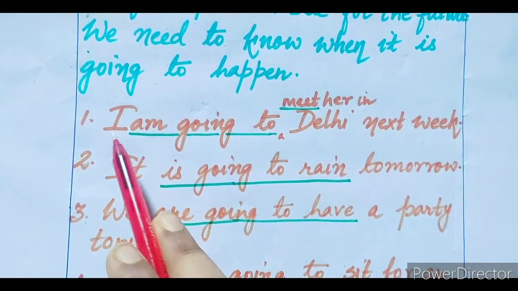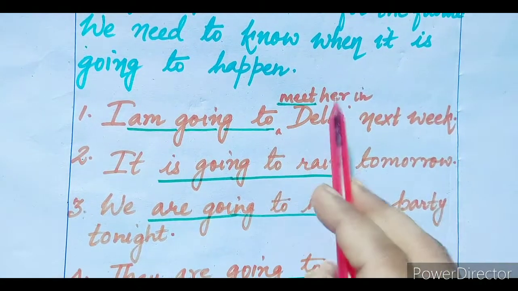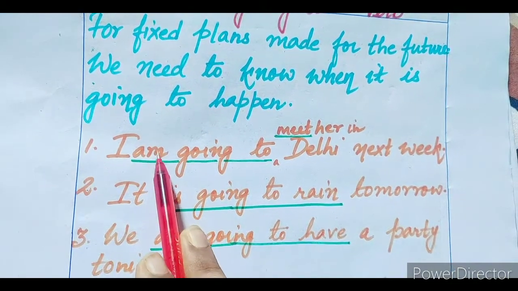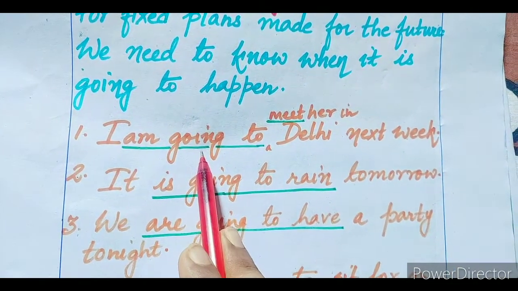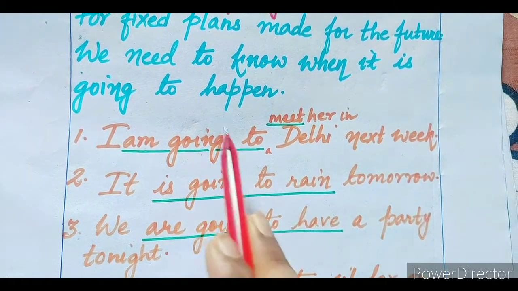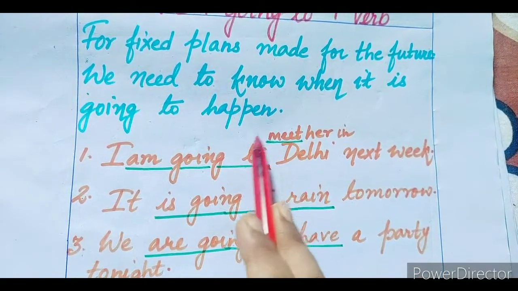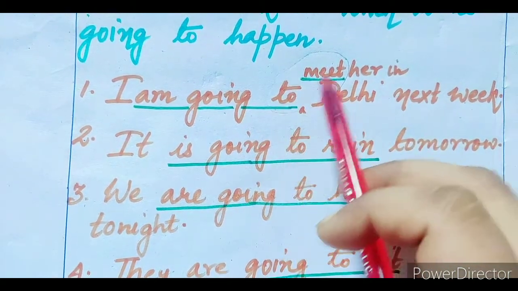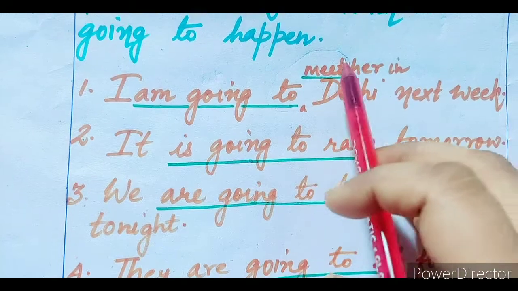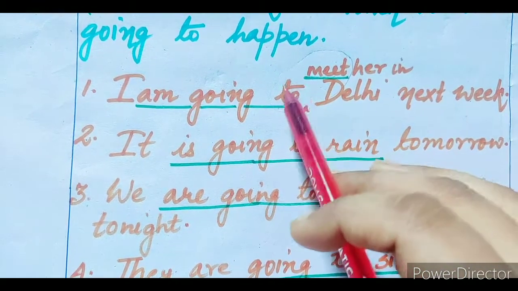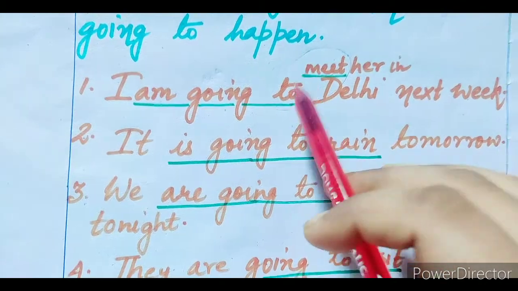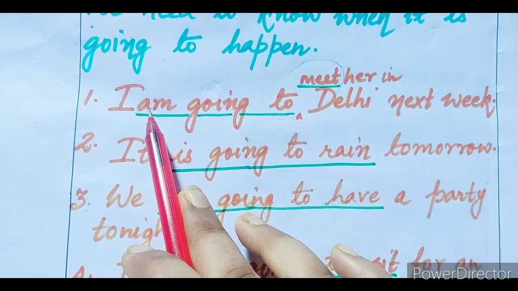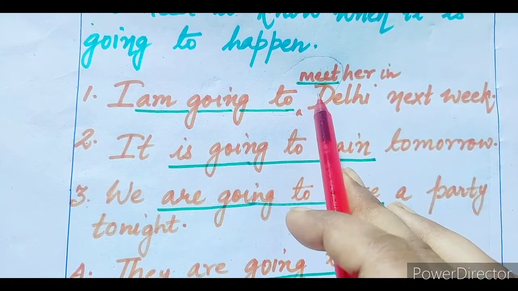So the examples are, number 1, I am going to meet her in Delhi next week. So you can see we are using to be over here in the form of am. Am plus going to plus the verb. So to meet is the infinitive. Yes, to plus the base form of the verb, that is verb form 1, together forms the to-infinitive, which comes under the non-finite verbs. Now we are going to study it later, but as of now you can see we are using am going to plus the verb form 1.